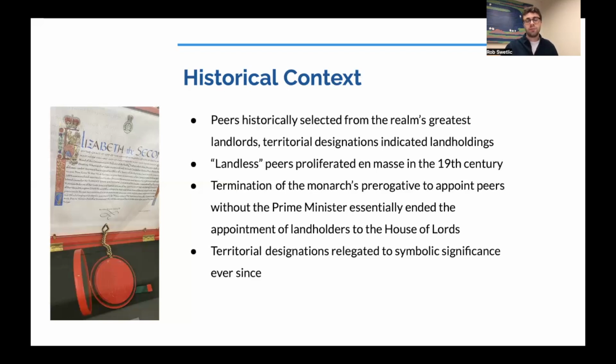The character of the British nobility, McCahill writes, significantly changed in 1801 when landless peers began to proliferate en masse, and instead of the exception, they became the norm in the upper chamber. And so territorial designations have been relegated to a symbolic significance ever since.